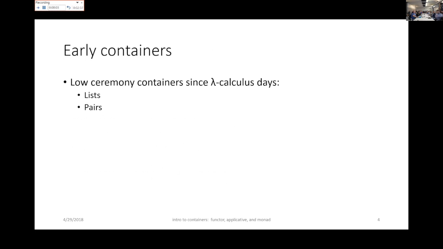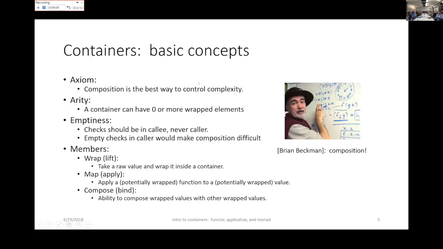Okay, so we've had our containers from the early days, even in lambda calculus, when they were proving that lambda calculus was Turing complete. If you look at some of the stuff they did, there were lists and pairs even at that day and age. But we want to have a little better abstraction than that. One foundational axiom here is that composition is the best way to control complexity. Brian Beckman, this guy here, did a YouTube talk on Don't Fear the Monad. It's very good. He's not the only one saying that composition is the best way to control complexity, but he says it in a very elegant way.